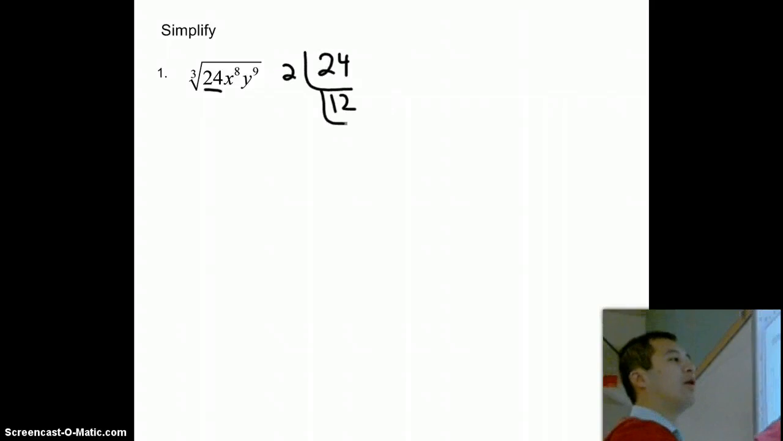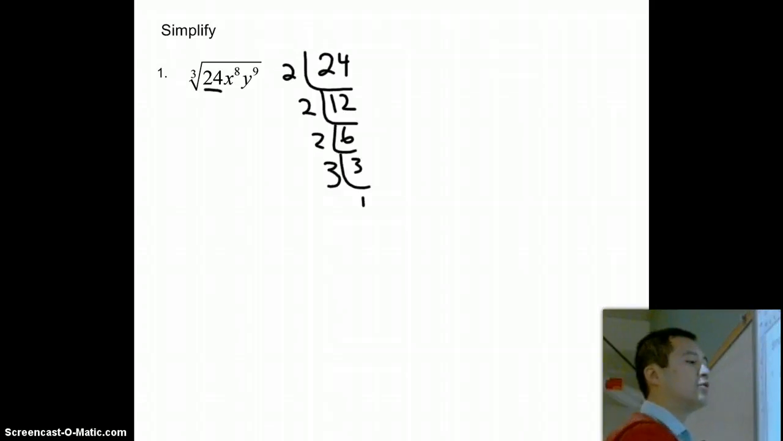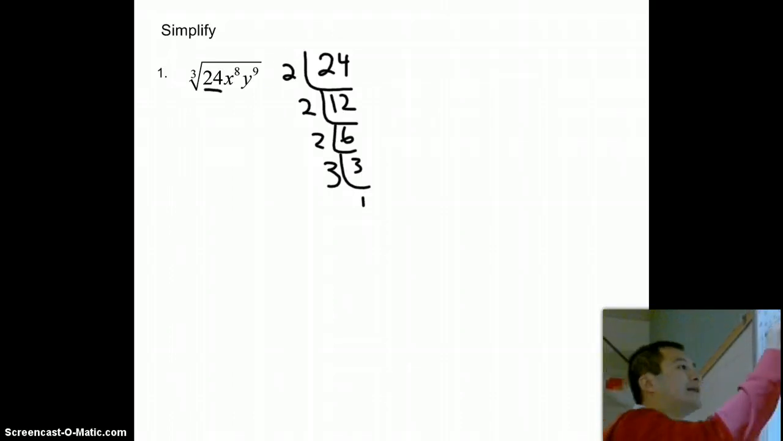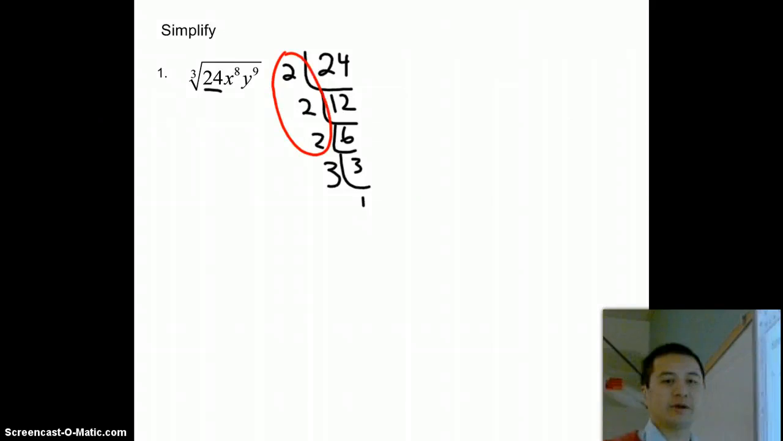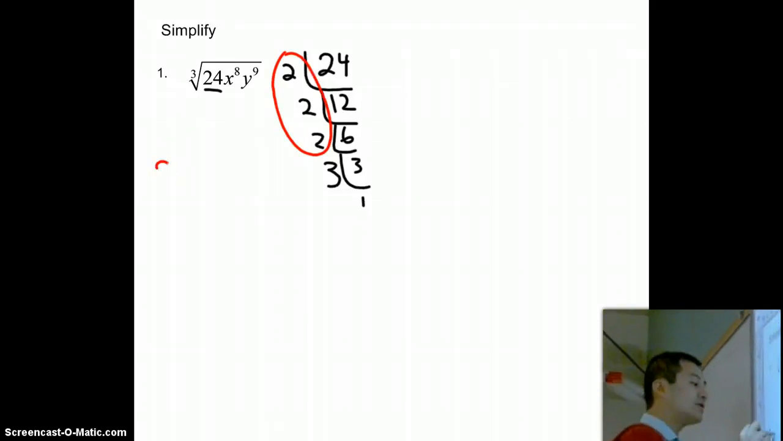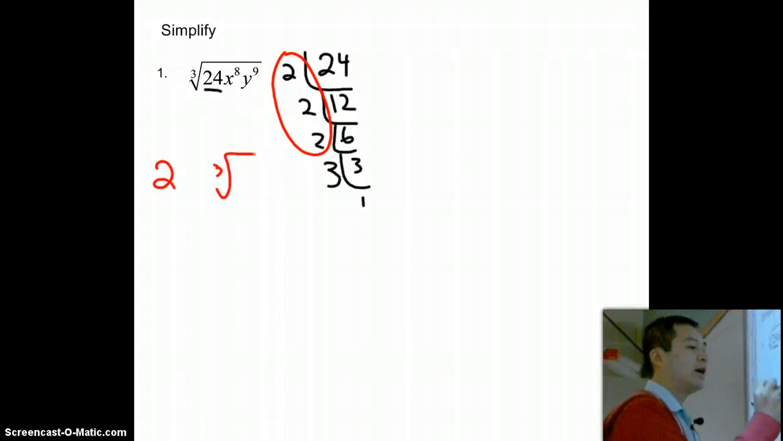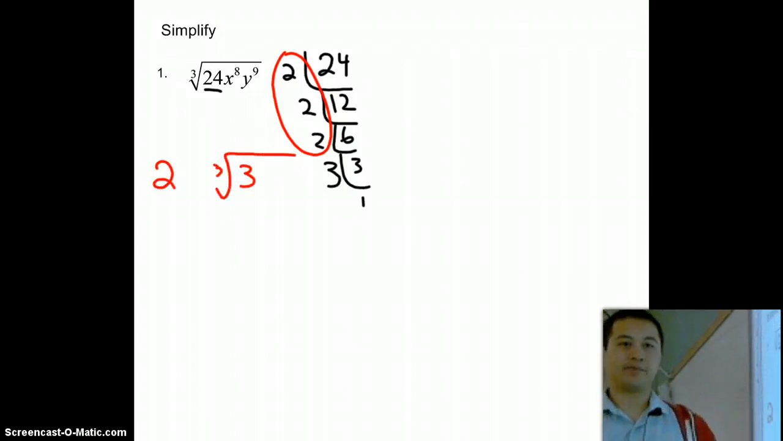2 goes into 24 12 times, 2 goes into 12 6 times, 2 goes into 6 3 times, and 3 goes into 3 once. How many of a kind do I want? Good, 3 of a kind. So take a look, any sets of 3s? Right there's a set of 3s. Any others? No. So basically, 2 on the outside with the 3 left inside.